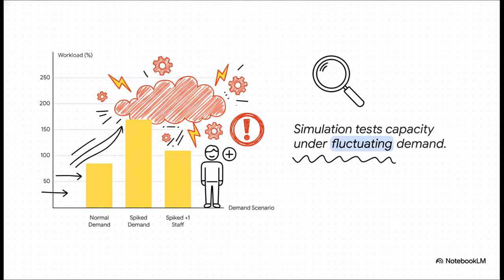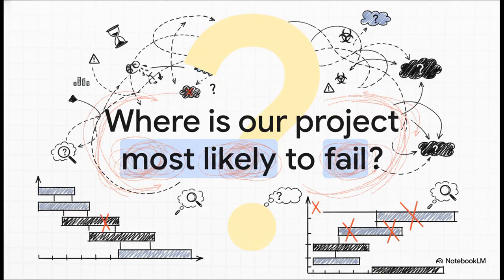The simulation shows our workload drops to a manageable, though still busy, 110%. We just made a critical decision backed by actual data, not just a gut feeling. All right, let's try another one, this time for project management.